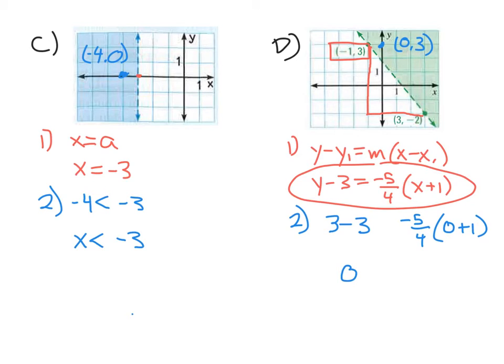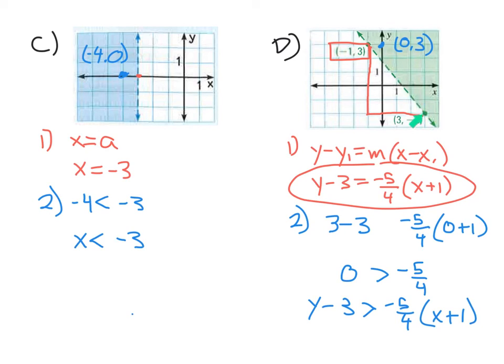-5 over 4 times 1, because 0 plus 1 is just 1, -5 over 4 times 1 just gives us -5 over 4. So in this case, 0 is actually greater than negative 5 over 4. So this is the inequality that we're going to replace this equal sign with. So we're just going to write out the boundary line as we had it, y minus 3 on the left. We got negative 5 over 4 times x plus 1 on the right. And here, where the equal sign was, we put greater than.